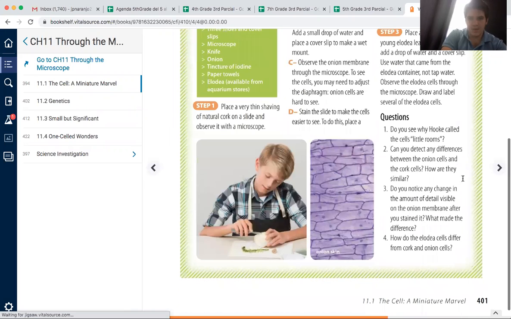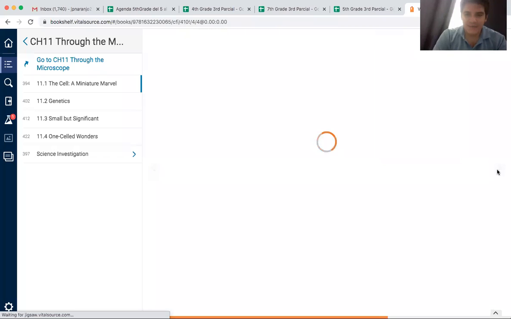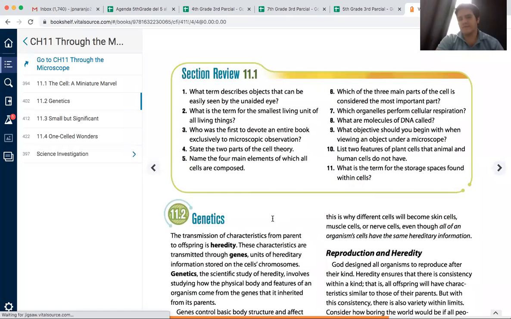All right, so we have 2 cells. Humans only have 46 chromosomes, while others might have more, okay? So now what you guys have to do is read 11.2, 11.3, and 11.4, but you only have to do the 11.2 and 11.4 section reviews, okay? Any questions? No.